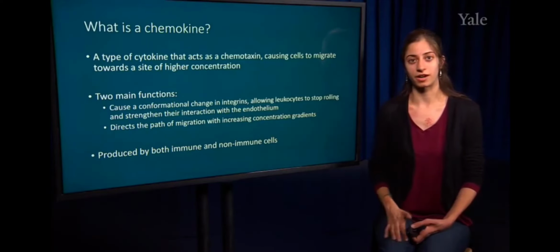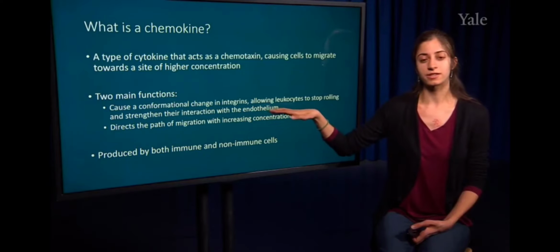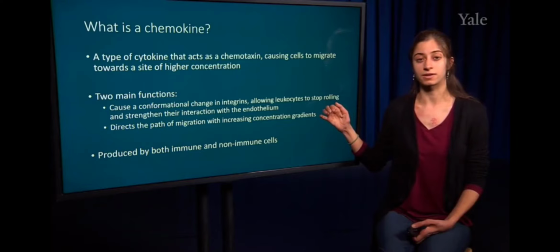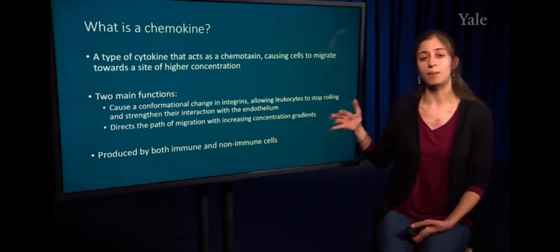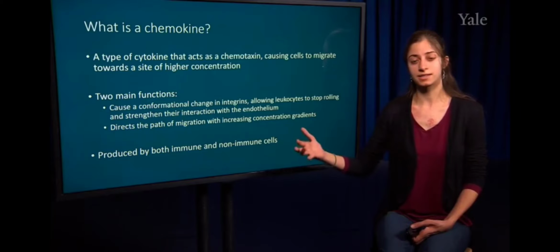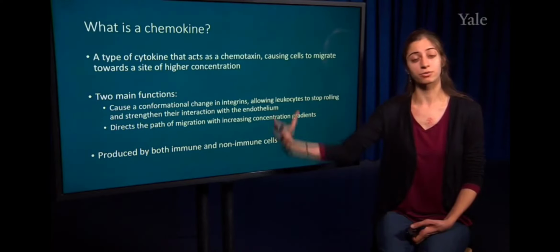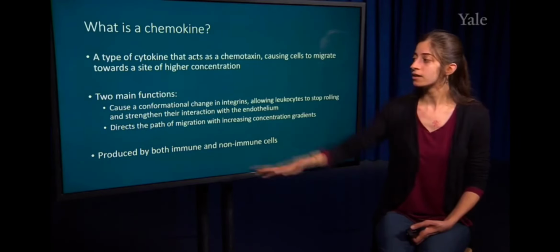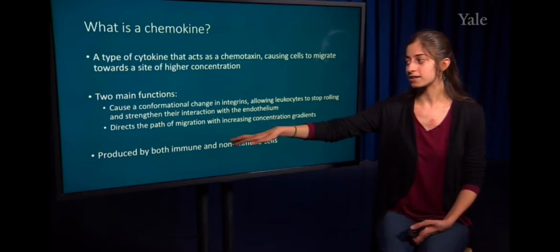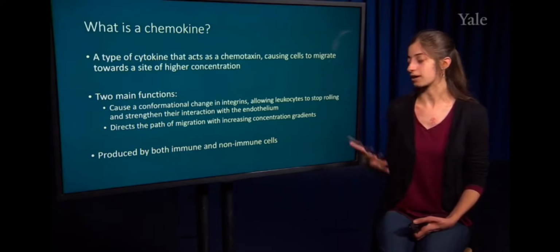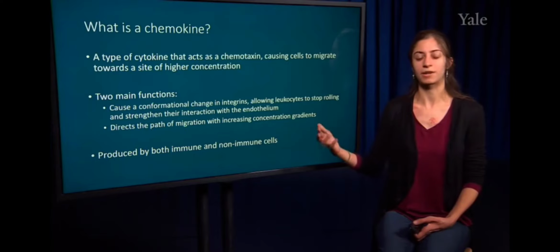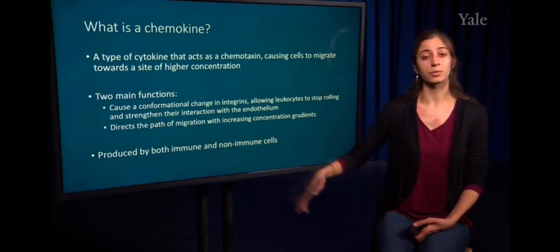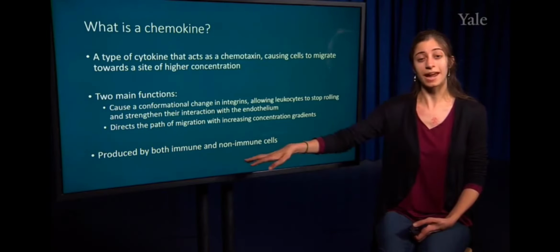Chemokines have two main functions. The first of which is to cause a conformational change in integrins, allowing leukocytes migrating towards the lymph node or site of infection to stop rolling across the endothelium and instead perform diapedesis and migrate through the epithelium into the site of infection. The second function of chemokines is to direct the path of migration with increasing concentration gradients, something we just talked about at the beginning of this slide. It's important to know that chemokines are ubiquitously produced by both immune and non-immune cells.